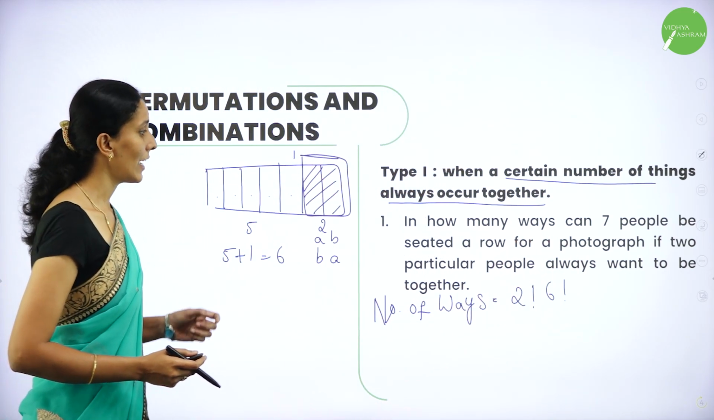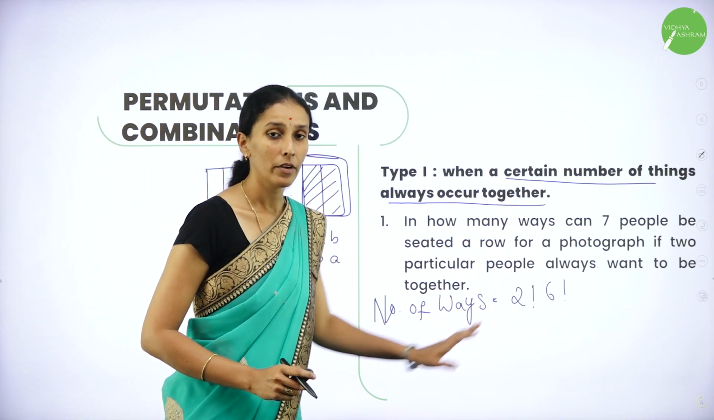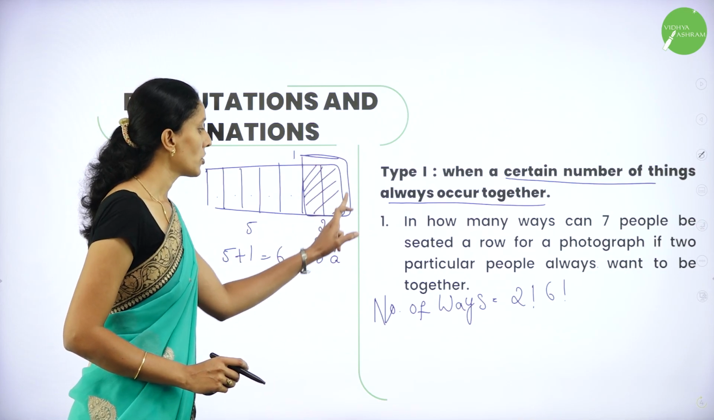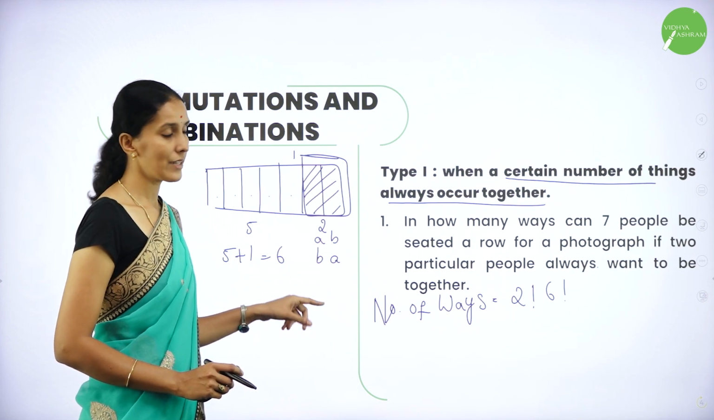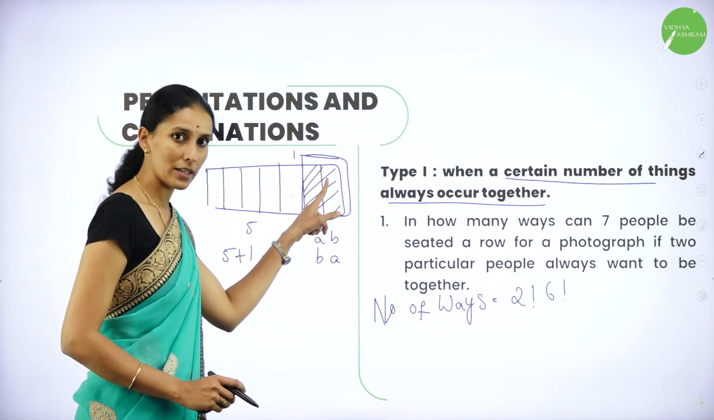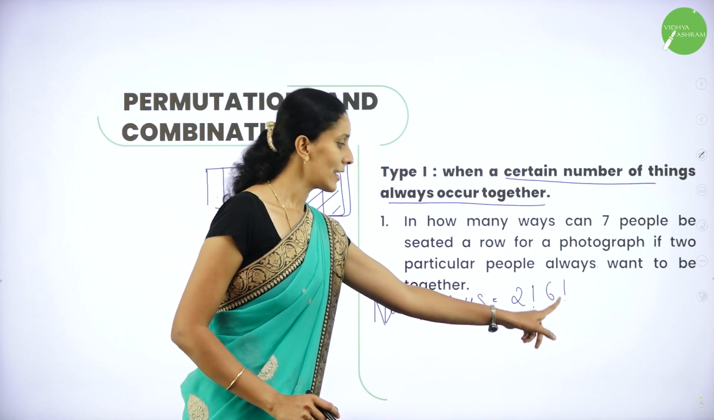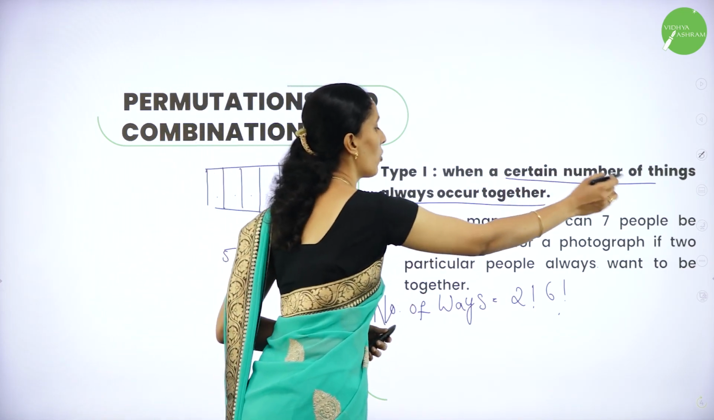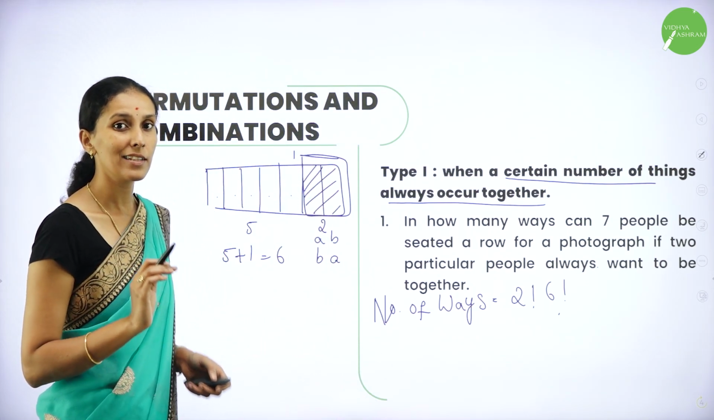Okay, I'll explain once again. We have 7 people who are to be seated for a photograph where 2 people always sit together. These 2 people may be A or B, B or A, so there will be 2 factorial ways. This should be taken as 1 unit, and the remaining 5 places along with this will become 6 places. So my total number of ways here is 6 factorial into 2 factorial. This is how we handle it when a certain number of things always occur together. You should take them as 1 unit.